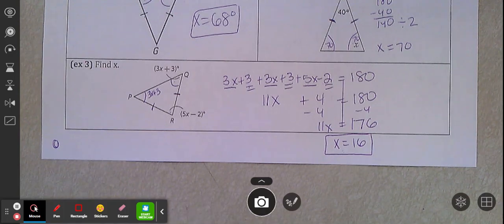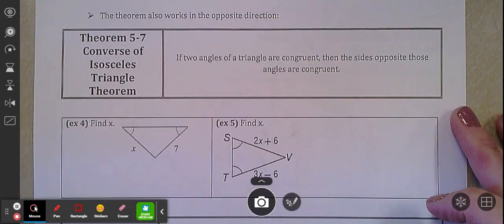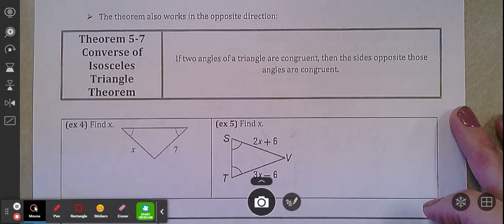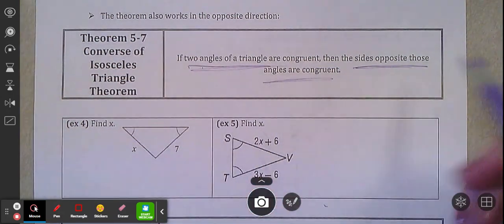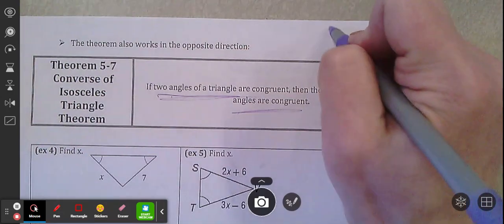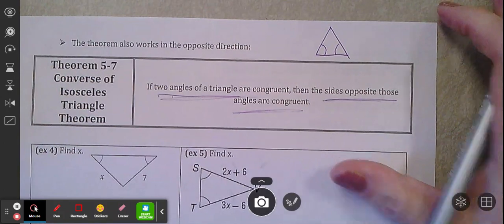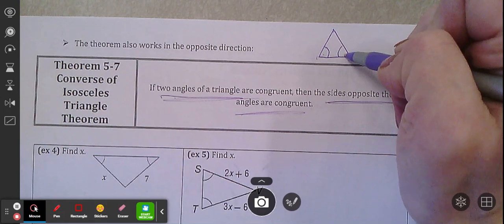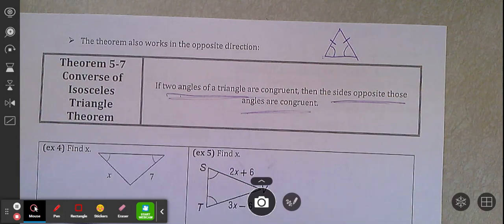Okay, so that's the front. Let's go on to the back. Now there's something called the converse of the isosceles theorem. If you remember what a converse is, you're flipping the if and the then. This theorem says that if two angles are congruent, then the sides opposite those angles are congruent. I'll draw a little picture here. We start off with the angles, and then we have to figure out which sides are congruent. If I gave you a picture and said these two angles are congruent, we could conclude that this side is congruent to that side. It just goes in the opposite direction.